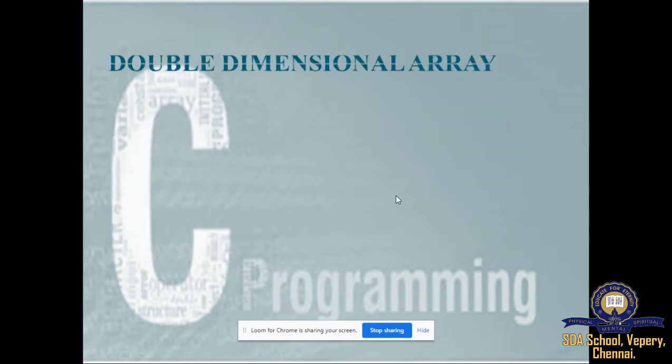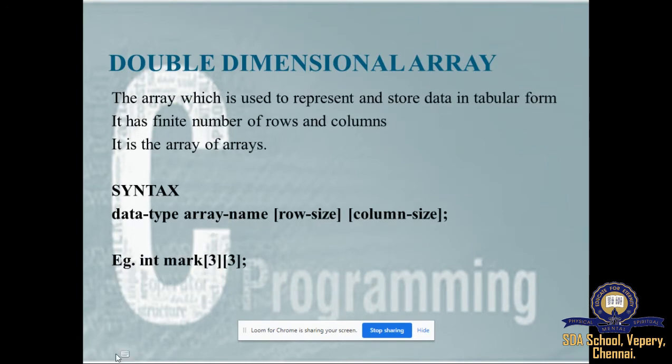Okay. Next we have double dimensional array. As I have already told, what is a double dimensional array? Yes, when you have two values, so two specifications. In a single dimensional array, you had only the marks or only the names. But here, when you want to store n number of values, then you go for this double dimensional array. It is the array used to represent and store data in a tabular form. When you want to represent a table, then you go for a double dimensional array.